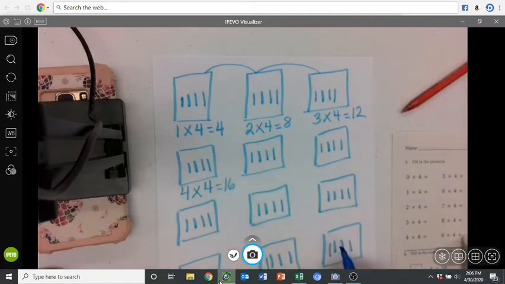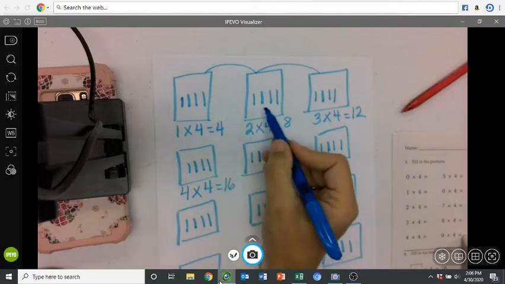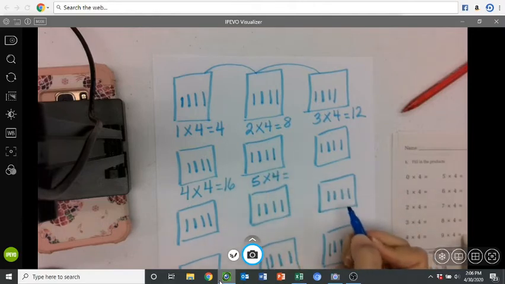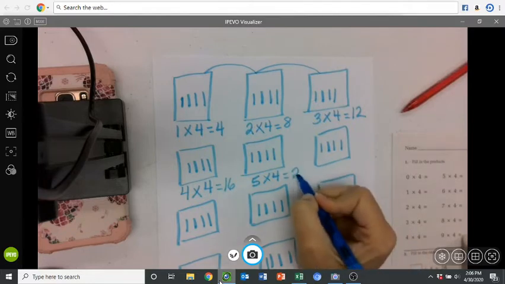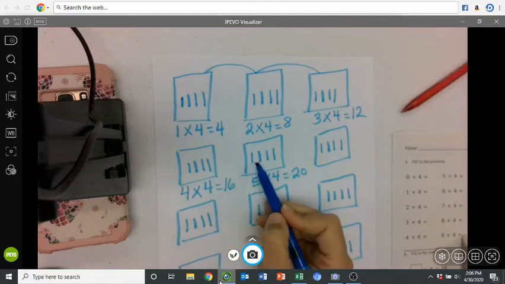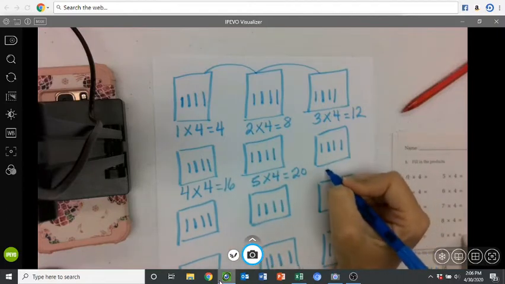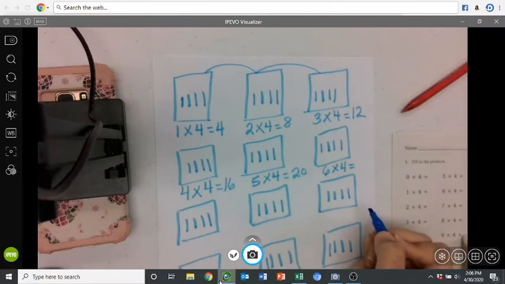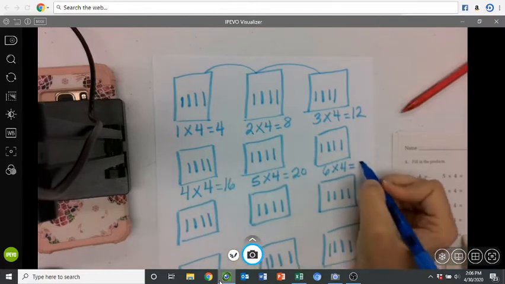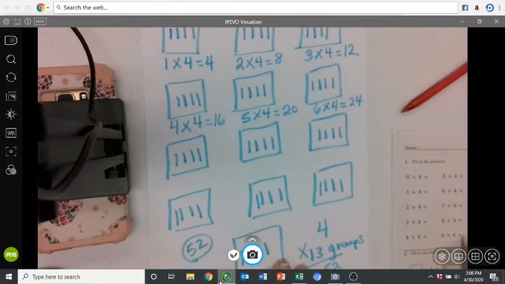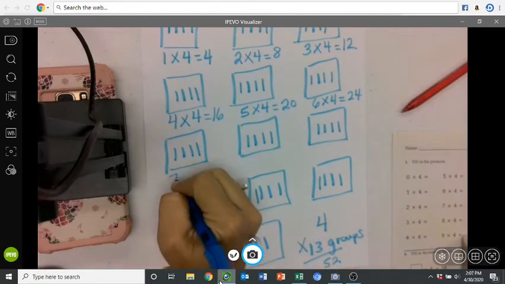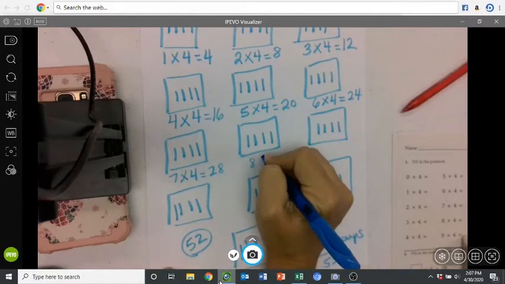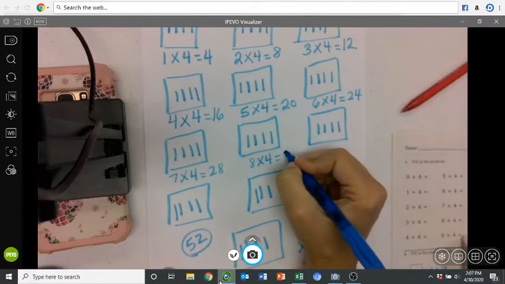Nice job. Now let's put another group with it. 1, 2, 3, 4, 5 groups times 4 in each group equals how many? 20. We had 16 here, 17, 18, 19, 20. Now I have 6 groups. 1, 2, 3, 4, 5, 6 times 4 equals how many? This is 20. 1, 2, 3, 4. 24. All right, and I could keep going. 7 groups times 4 equals 28. 8 groups times 4 equals 32.